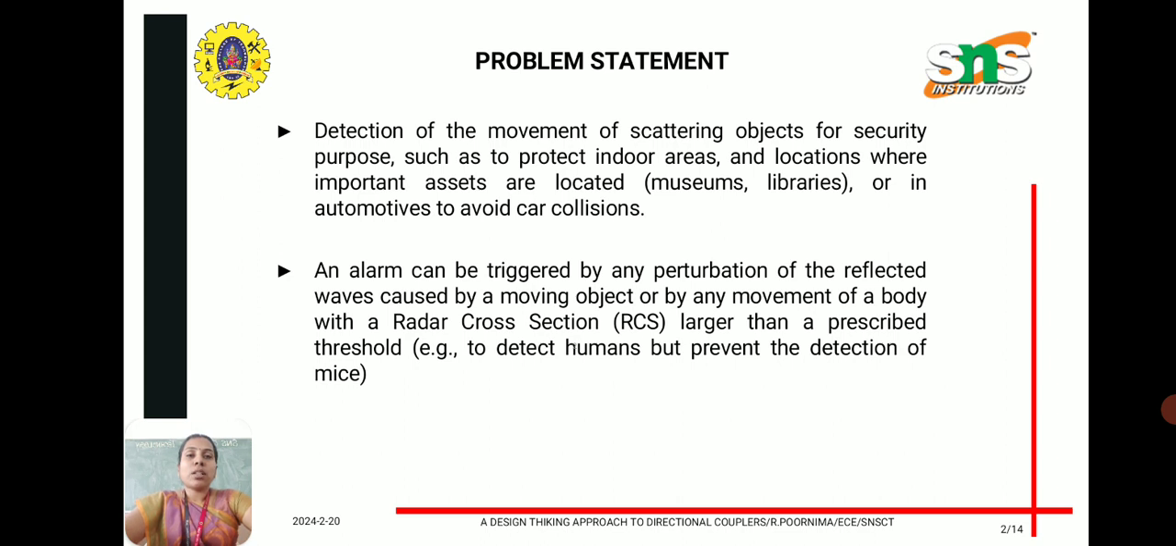It can be designed for high coupling factor and high directivity to receive the signal very accurately. For this, an alarm can be triggered by any perturbation of the reflected waves caused by a moving object or by a movement of a body with a radar cross section larger than the prescribed threshold, because we have to detect humans but prevent any detection of mice or other things. So we are going to design a motion detection sensor for this application, in which the directional coupler circuit plays an important role.